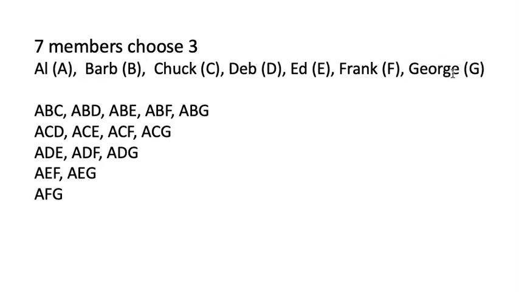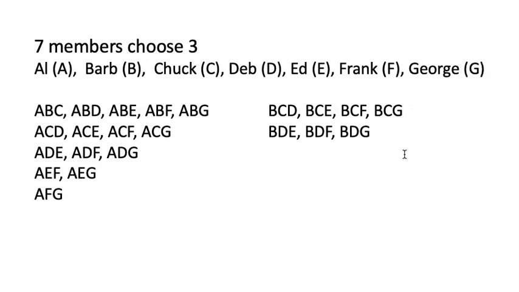But now let's start with Barb. So my first group would be Barb, Chuck with Deb, then Barb, Chuck with Ed, etc. Okay. So BCD, BCE, BCF, BCG. Those are all the Barb, Chuck groups. How about the Barb, Deb groups? Barb, Deb, Ed, Barb, Deb, Frank, Barb, Deb, George. Then Barb, Ed, Frank, Barb, Ed, George, Barb, Frank, George. So those are all the groups that have Barb in them.